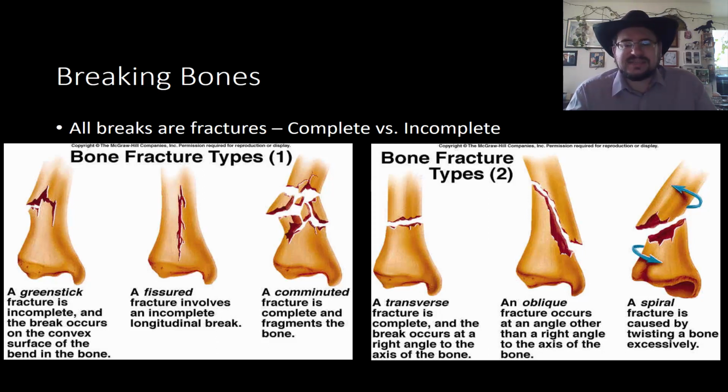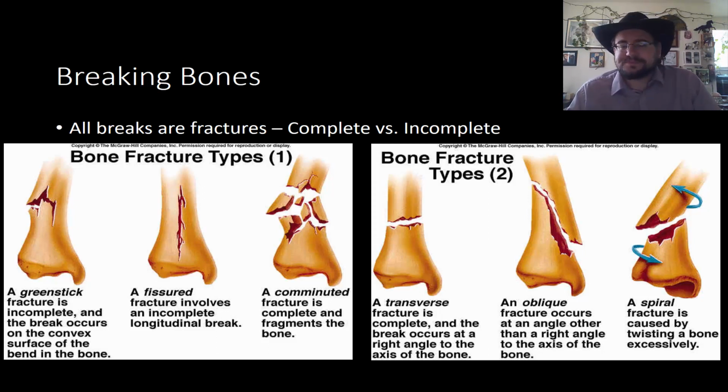And then lastly is a spiral fracture. Spiral fractures are caused when you twist a bone excessively. It's very hard to produce a spiral fracture without external forces acting to twist your bones. So that's actually a pretty rough fracture, when your bone twists and you get that fracture.